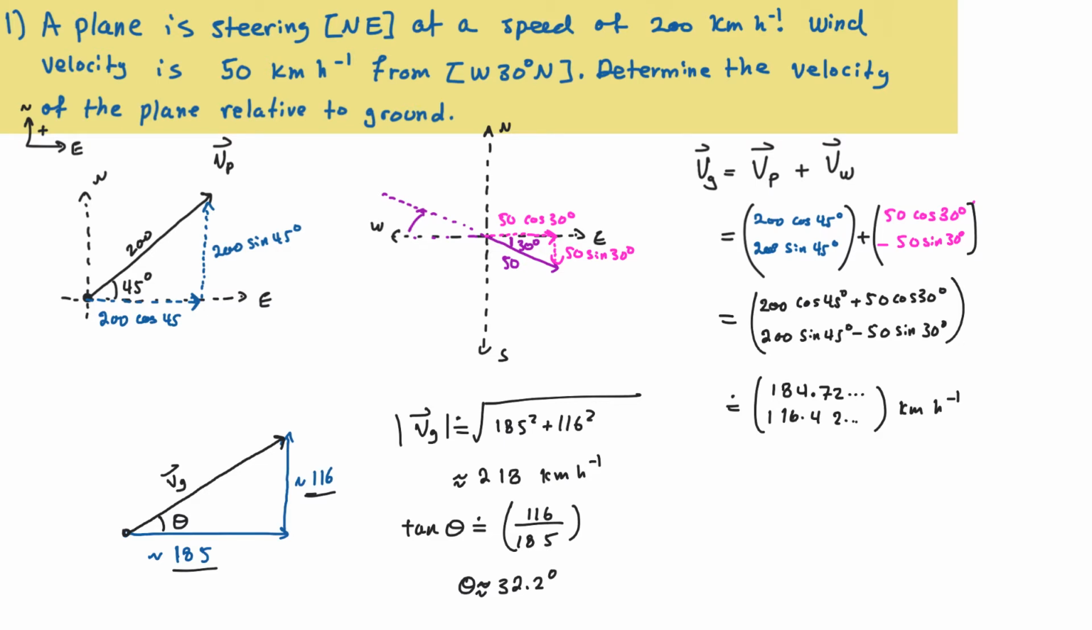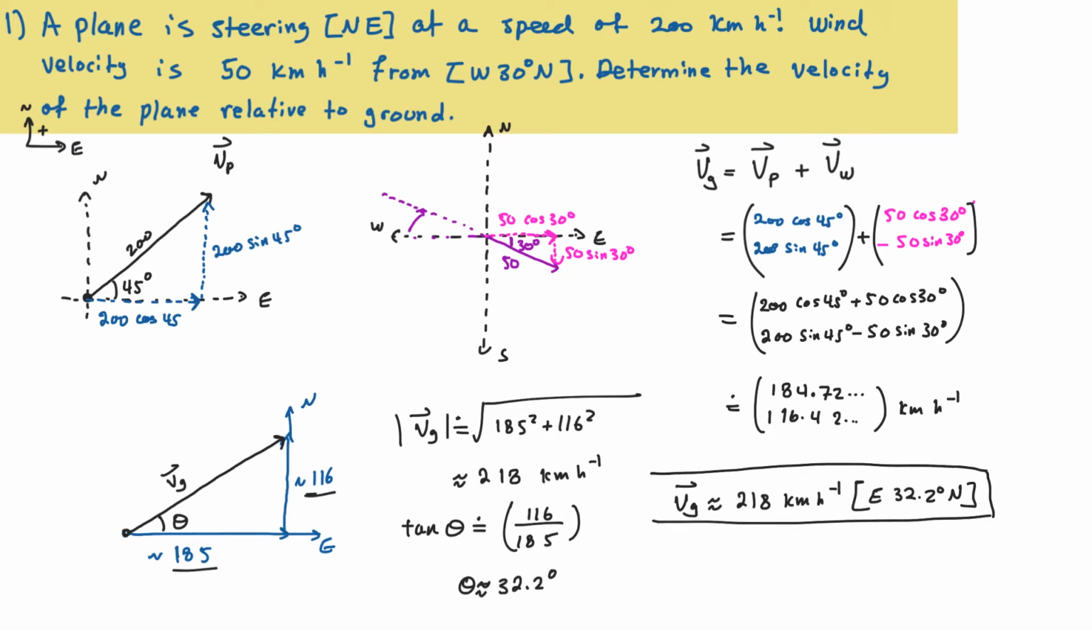To write my final answer, the velocity of the plane relative to the ground has a magnitude of approximately 218 kilometers per hour, and its direction, it goes in the east direction and then turns at an angle of 32.2 degrees towards the north direction. And that is my final answer to this question.